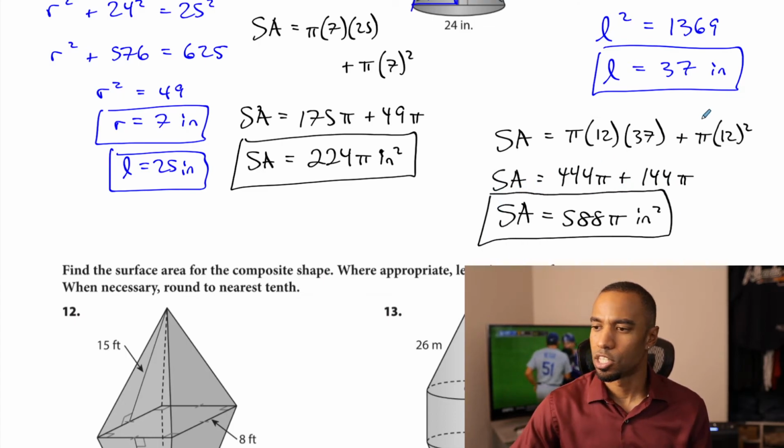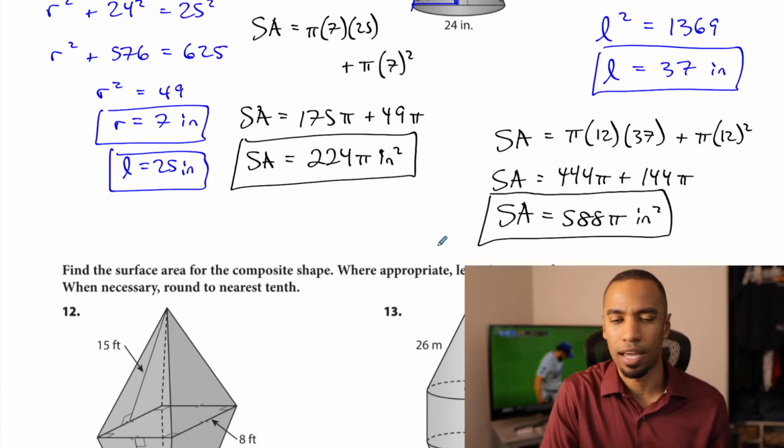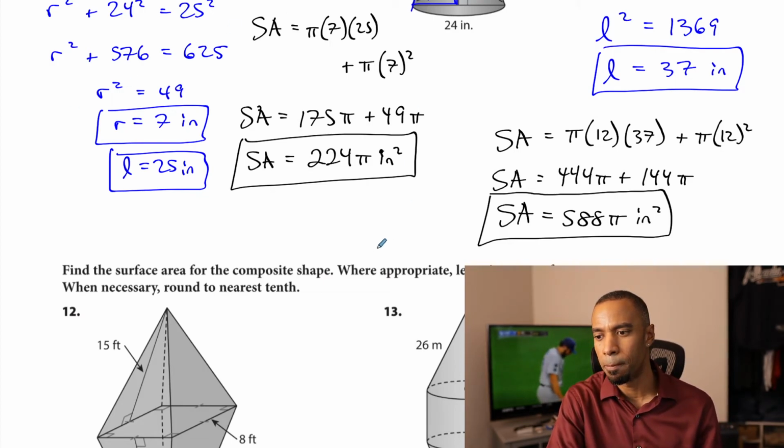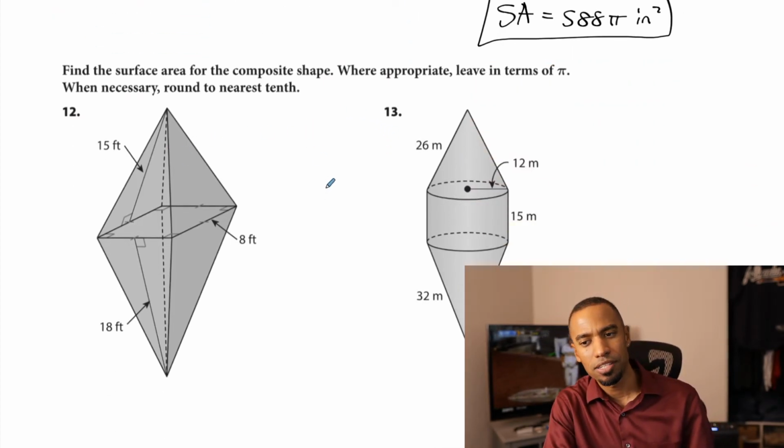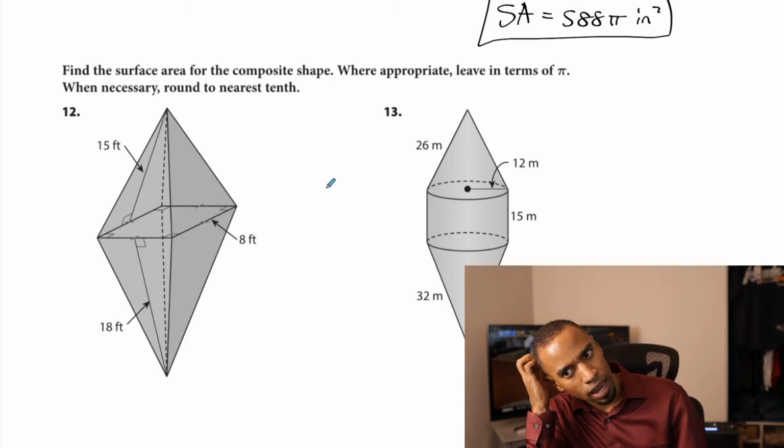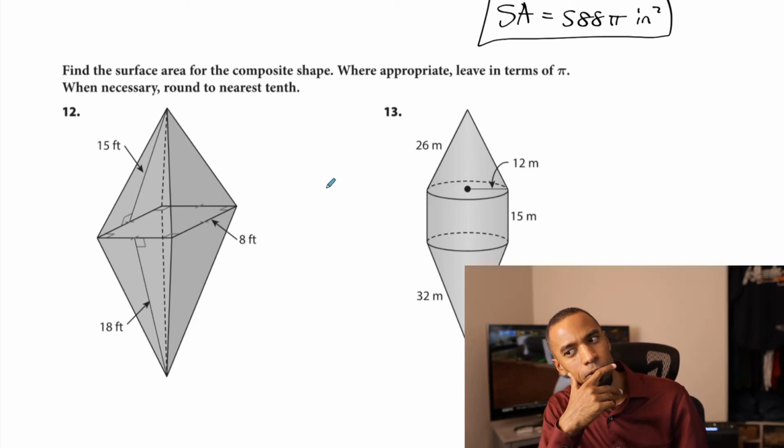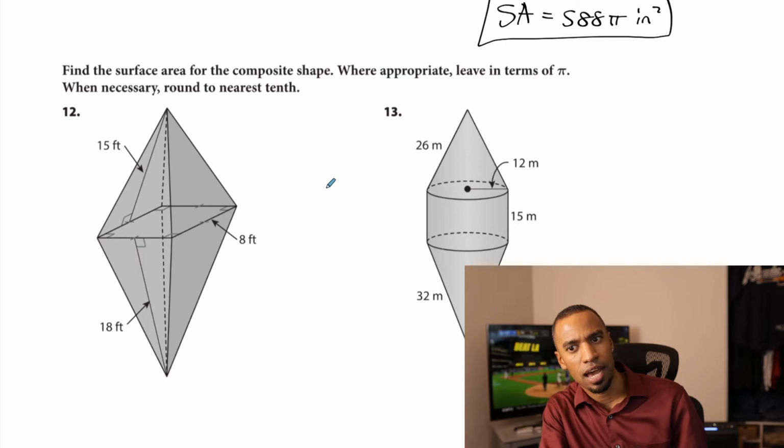So that's it. We're good. They said leave in terms of pi, and we got that. So that's some stuff with cones there. All the rest that we have are composites, and you're going to have to know what I mentioned before with regard to when you subtract some things out.